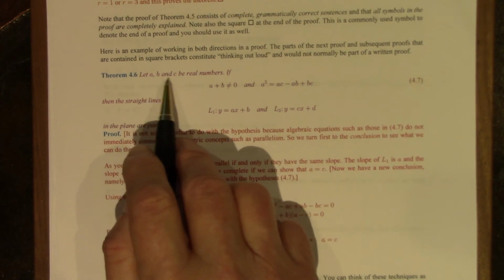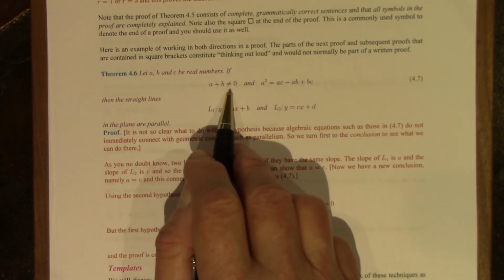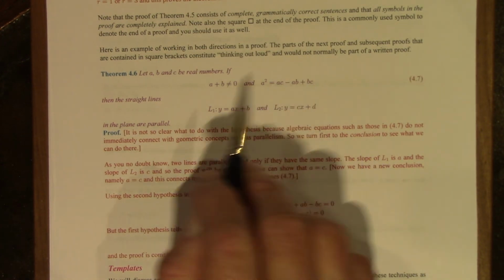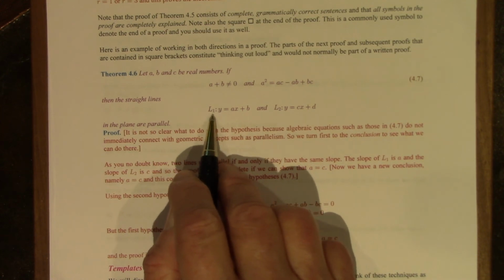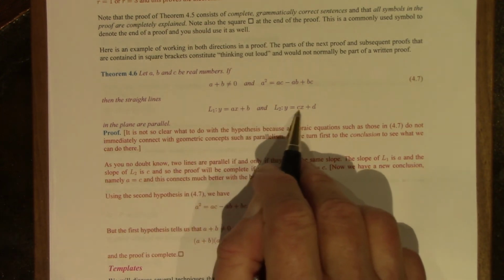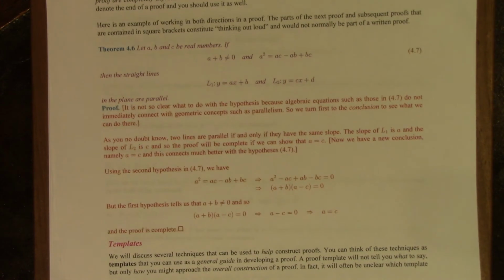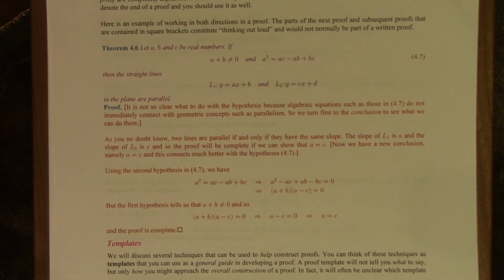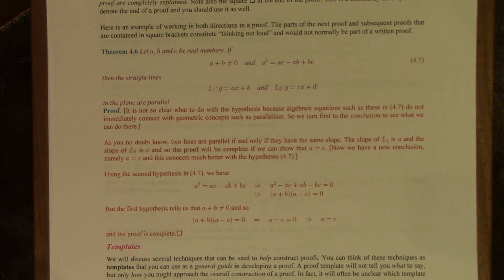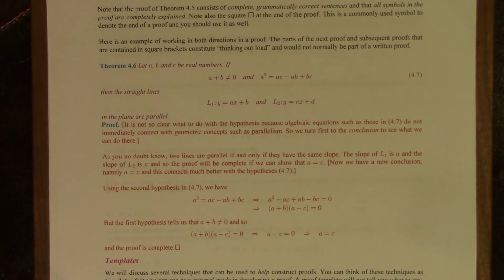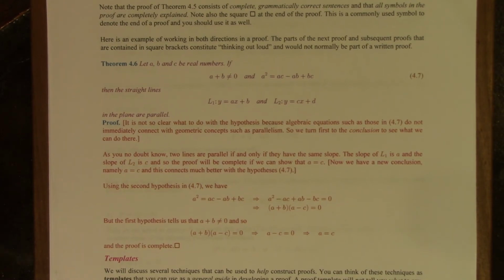Okay. Let a, b, and c be real numbers. If a plus b is not 0, and a squared equals ac minus ab plus bc, then the straight lines L1, y equals ax plus b, and L2, y equals cx plus d, in the plane are parallel. Well, as I look at this, first I read the hypotheses, and I am not sure how to use these algebraic equations to produce a geometric result, parallelism. So I look at the conclusion.